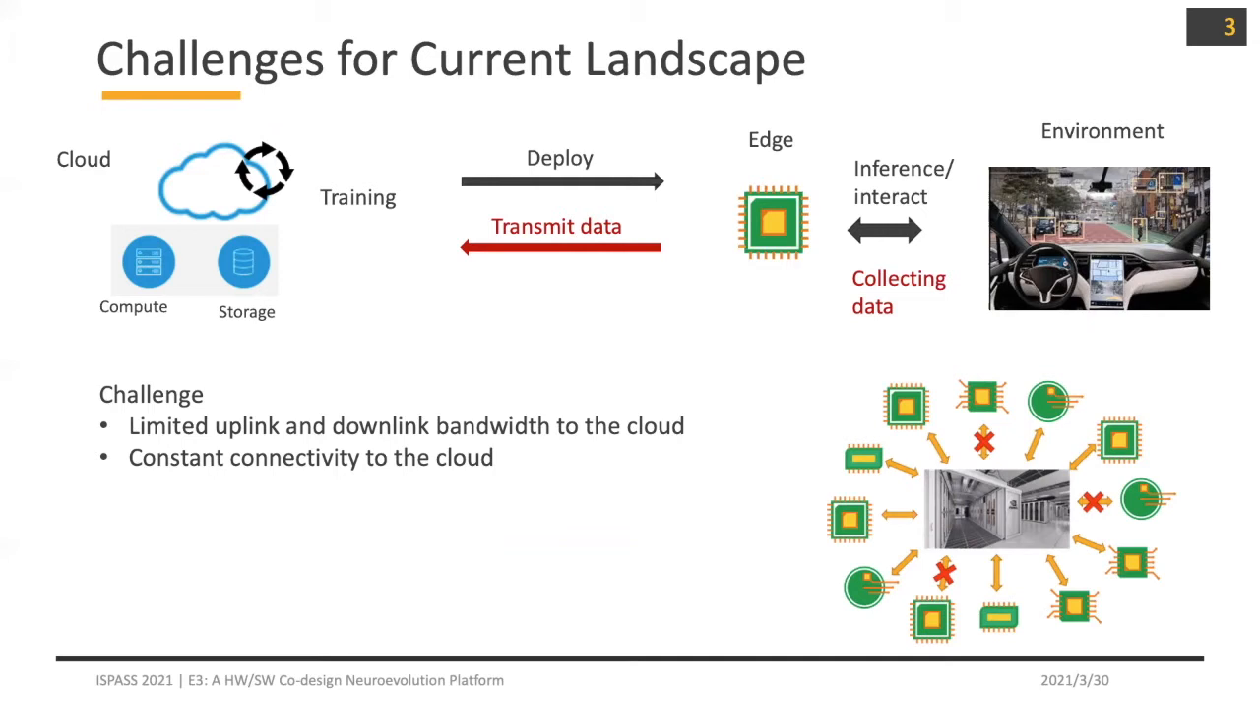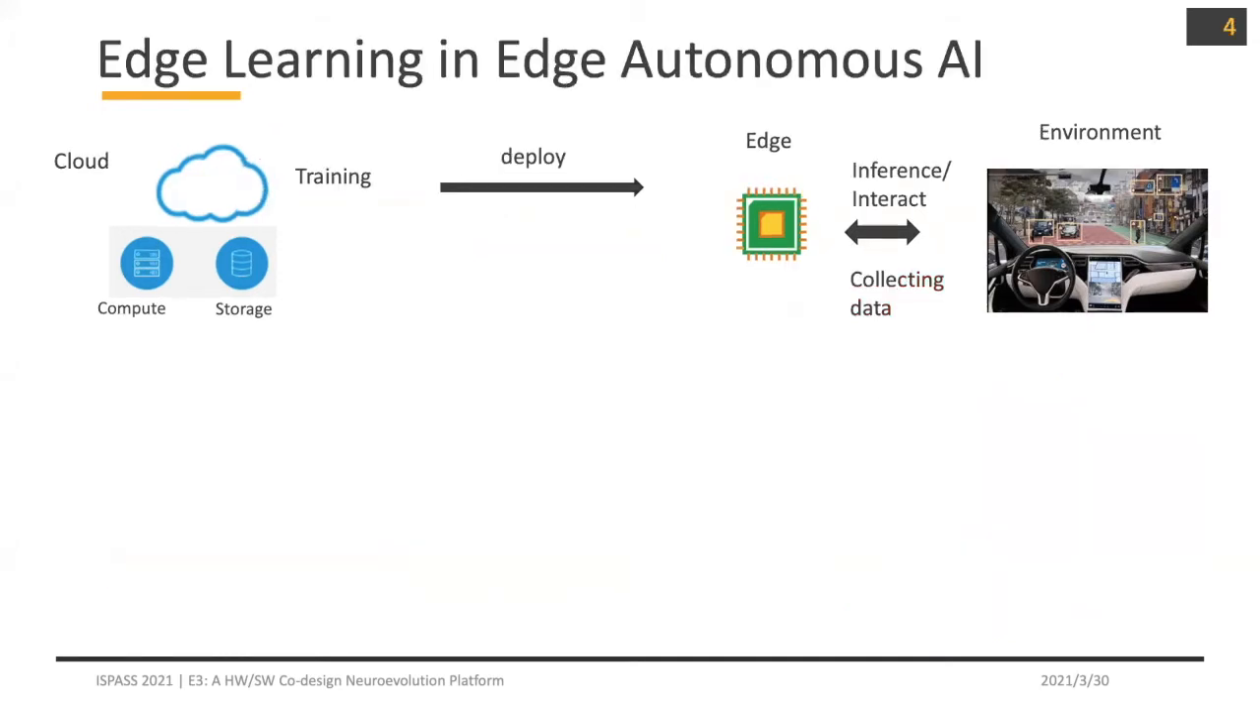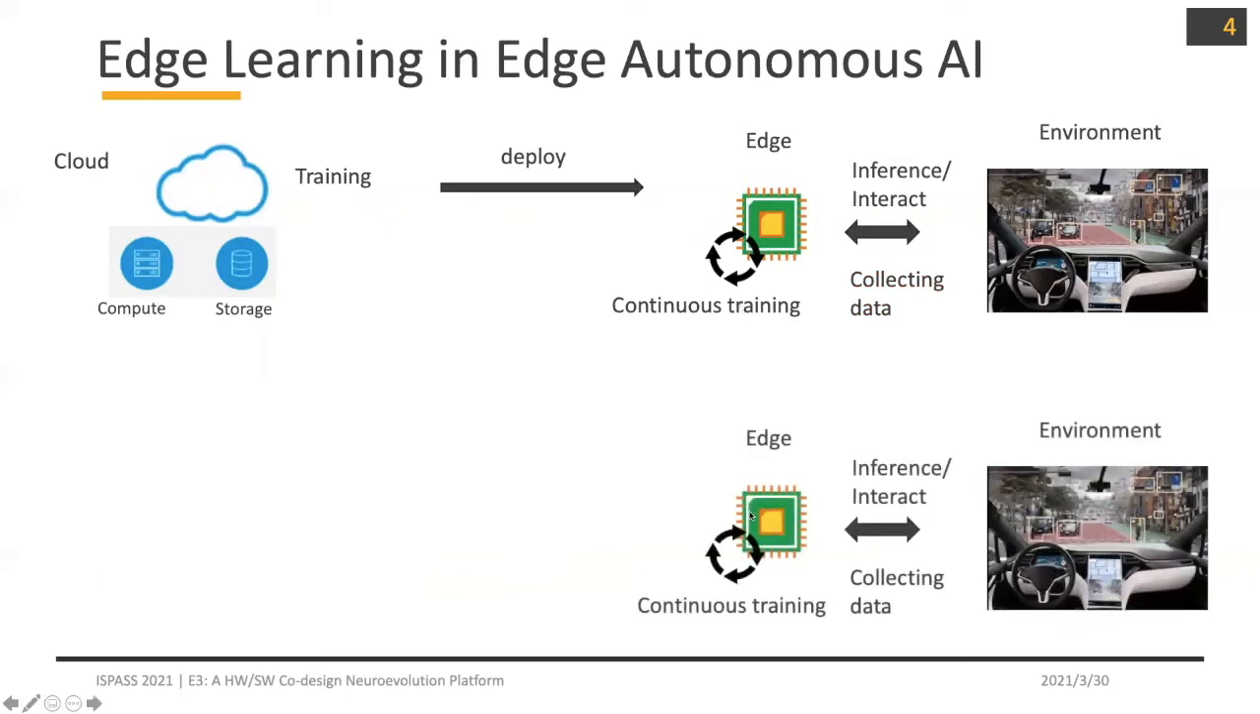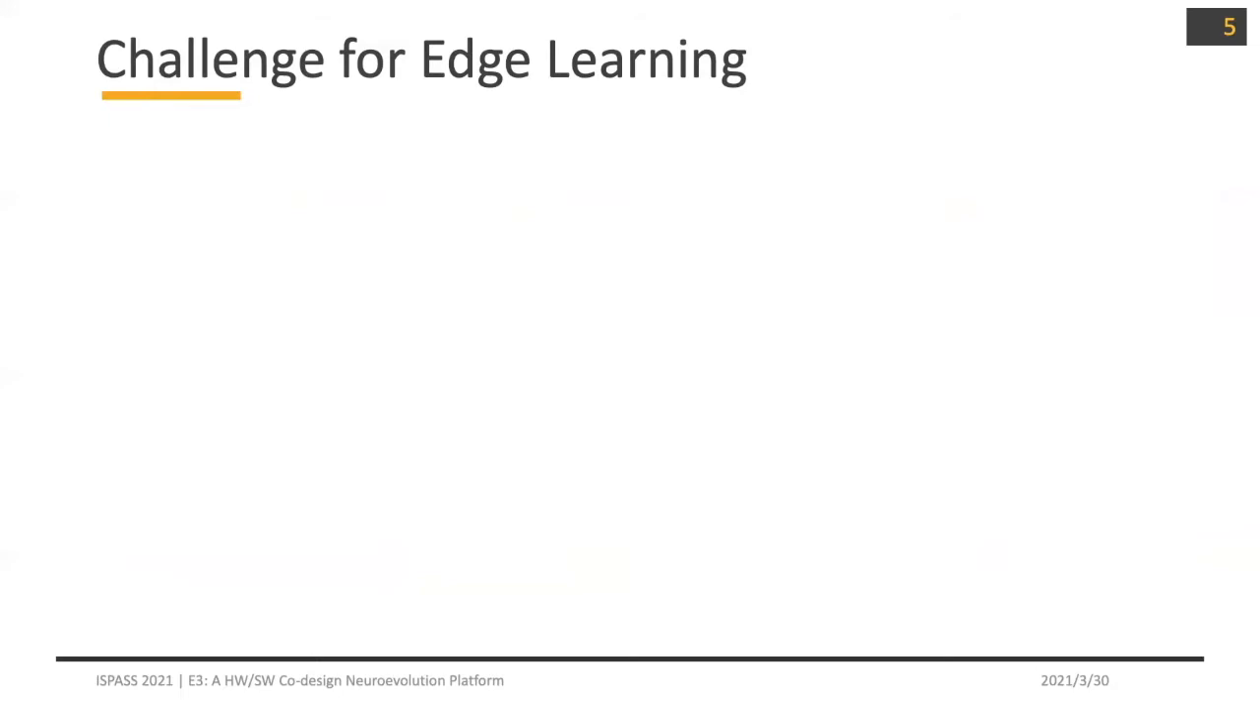An alternative way is to do edge learning. We still collect data, but we continuously train at the edge. Or, to go to the extreme, we can just train on the data and continuously train at the edge. For both scenarios, we call them edge continuous learning. However, there are some challenges to learning at the edge side.